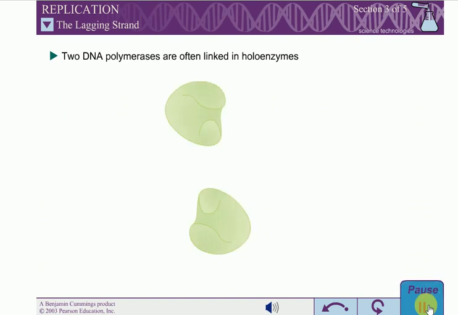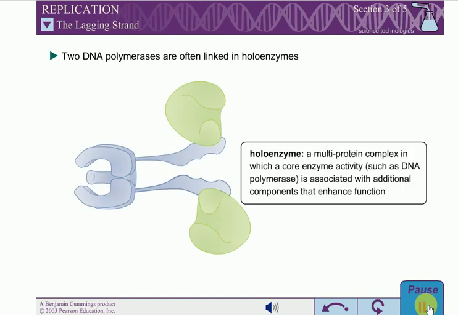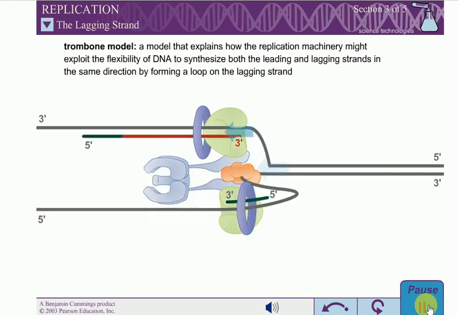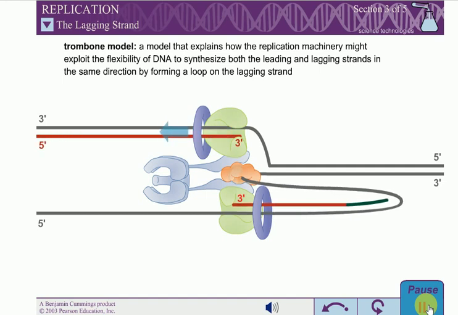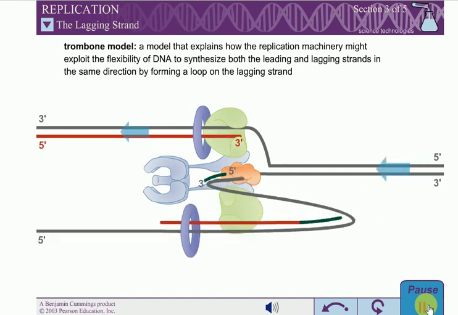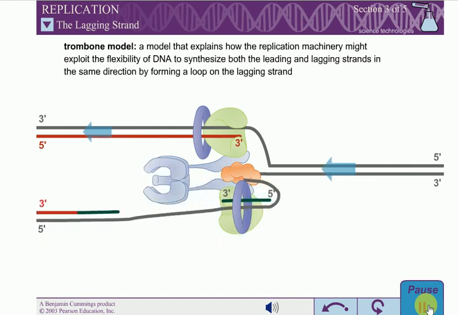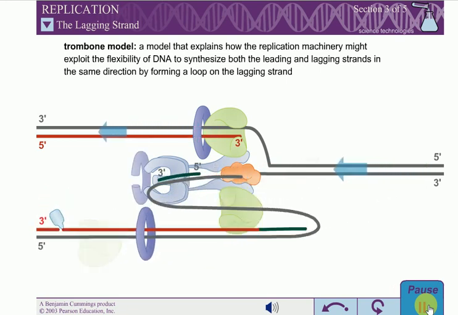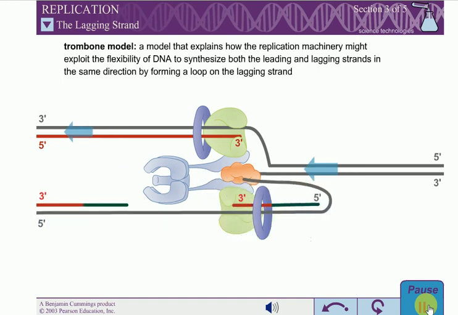In bacteria, the two DNA polymerases responsible for replicating the leading and lagging strands are linked together in multi-protein complexes called holoenzymes. How do two DNA polymerases remain linked and yet synthesize DNA on both the leading and lagging strand? The trombone model explains how the replication machinery might exploit the flexibility of DNA to accomplish this task. According to this model, the single-stranded DNA template for the lagging strand pulls through the DNA polymerase, similar to the slide of a trombone. This flexibility allows the DNA polymerase to add nucleotides to the 3' end of the growing lagging strand.